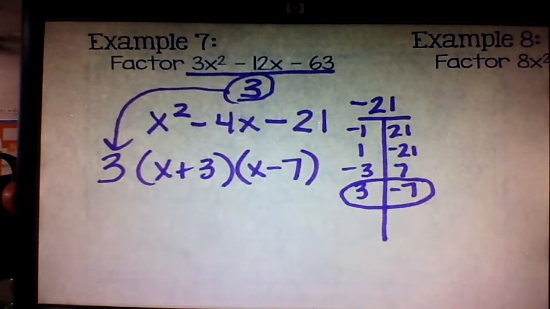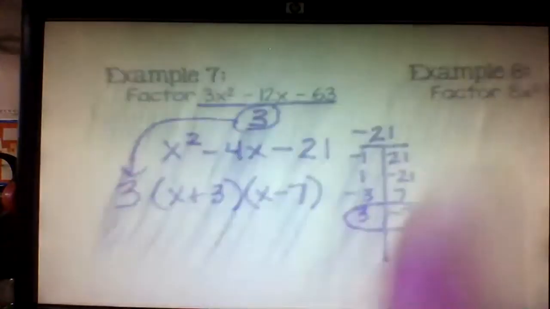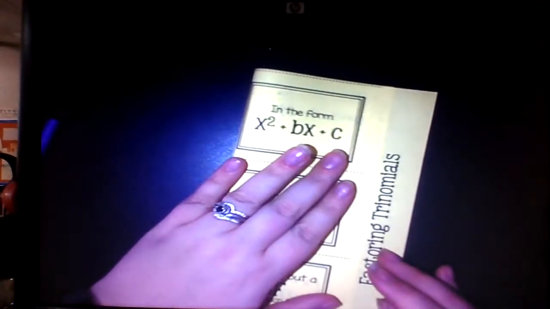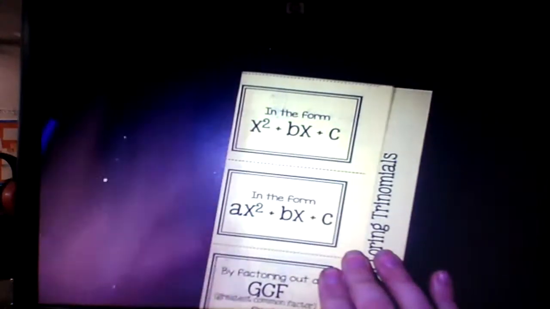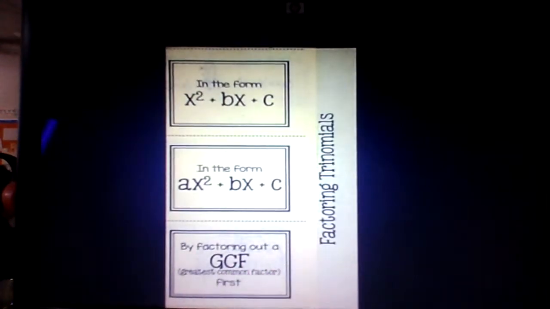Anybody else? Questions, problems? All right. This page, homework, gets folded like this. And this page will glue in on page 94.